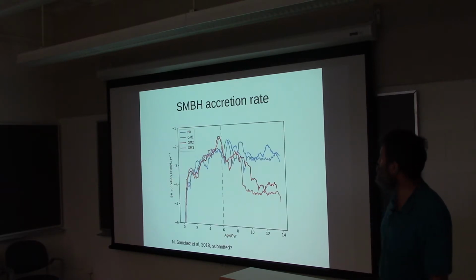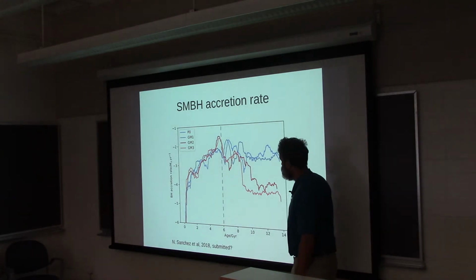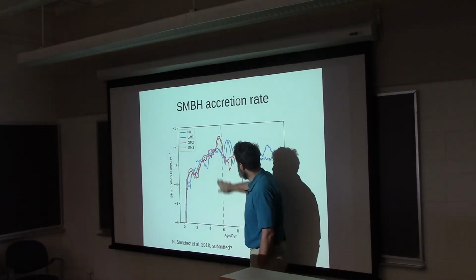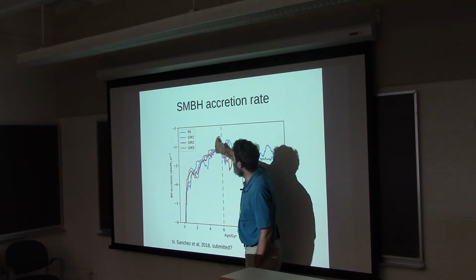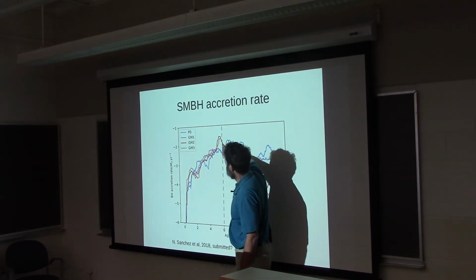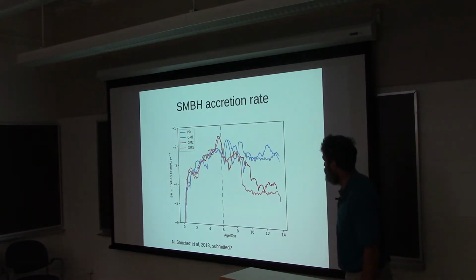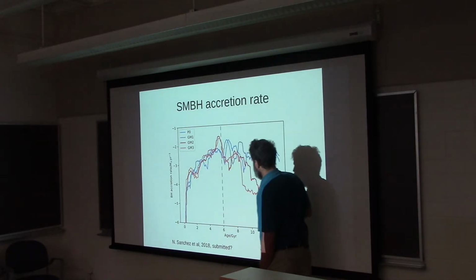Right, the evidence also comes from the accretion rate of the black hole over time. At that point when the galaxy quenches, or right before, the two runs that quenched have this bump in the black hole accretion rate, which seems to be correlated with when the star formation shuts off.